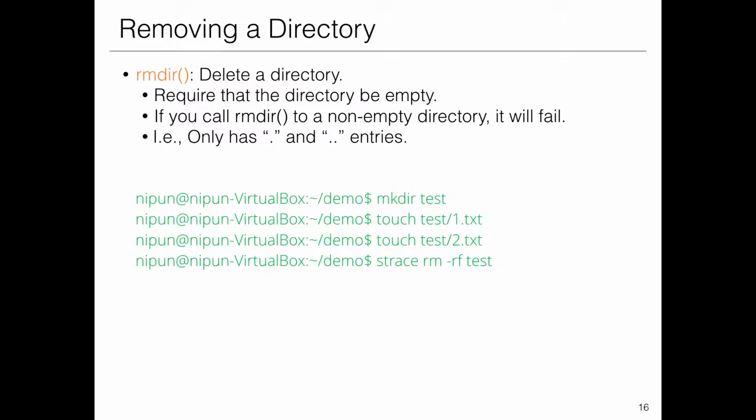So I did a bunch of tests to just illustrate this. I created a new directory called test. I created new files, test1.txt and test2.txt. And then I'm doing a strace on rm -rf test. So what do you think will be happening if I do rm -rf? What all system calls will be made?